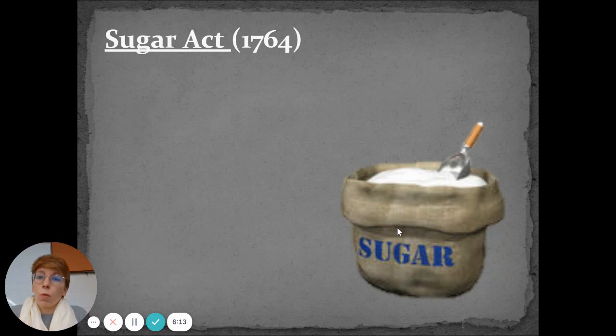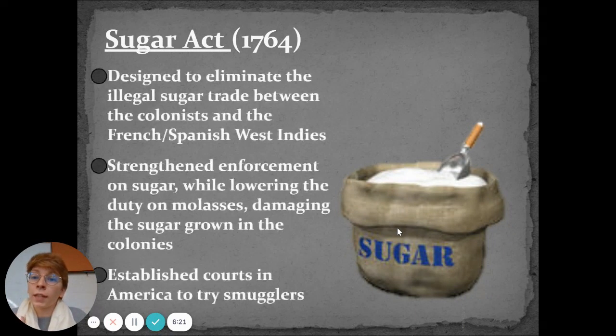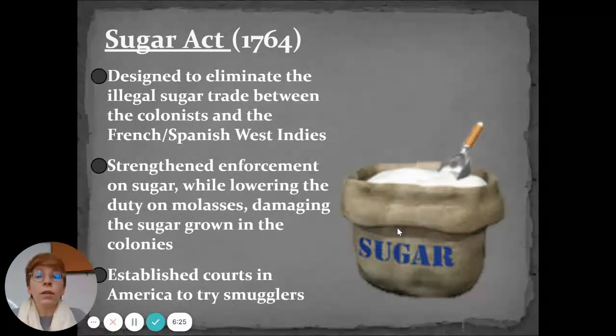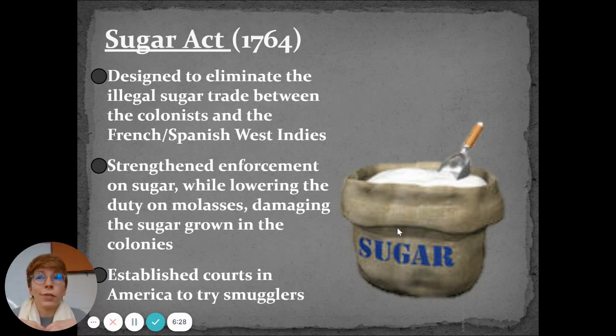Okay, so we're just going to quickly run through a few of the acts. These should be stuff that you guys already know, but one attempt at raising taxes was the Sugar Act, right? It was trying to eliminate the illegal sugar trade, so pirates and the smuggling of goods in and out of cities, in hopes of allowing tax revenue to come back to England.